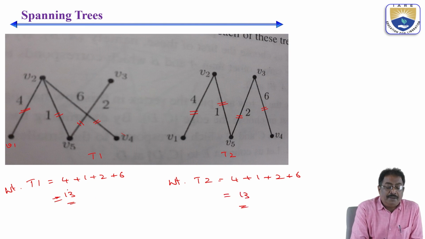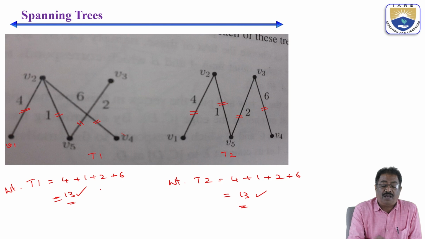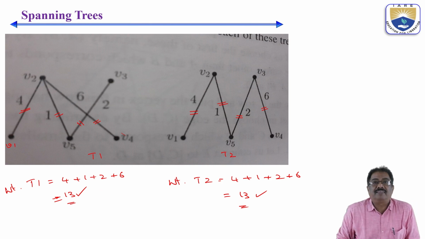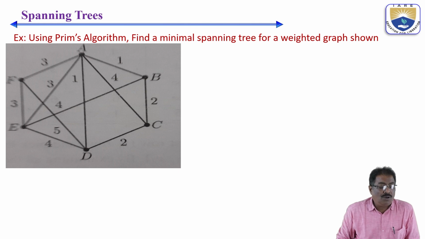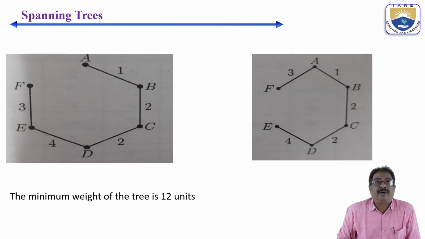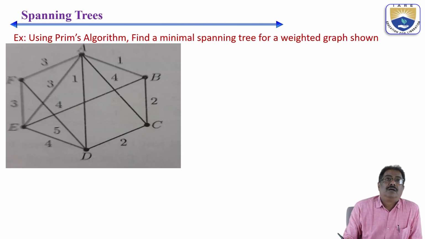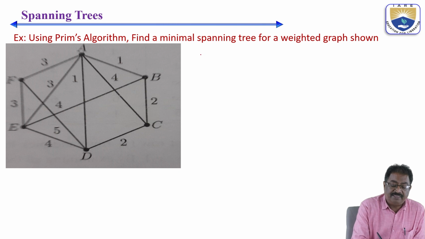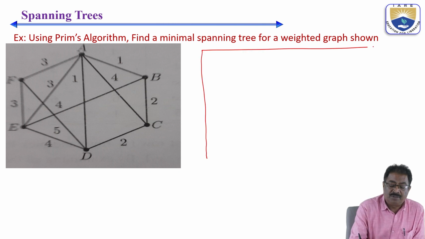So the minimal weighted spanning trees are not unique, but the weight is unique. So I am going to get two spanning trees of the same weight. Now go for another example. Here I am taking another example and the graph is like this. So we have to construct a table.